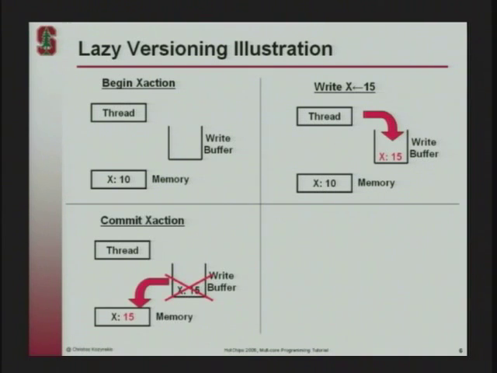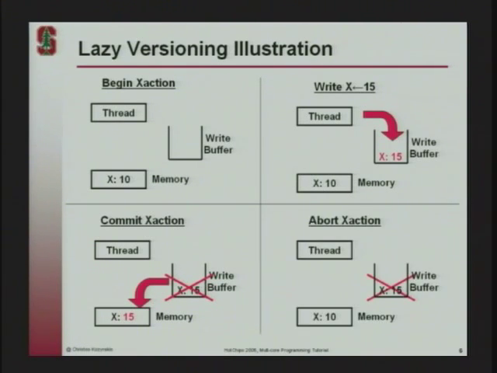So now what happens if you want to commit? Now you have to copy from the write buffer to the regular memory location. That can be a little bit slower, while aborts are much faster because all you have to do is forget the fact that you had the write buffer on the side. And now you can also see what's the consistency advantage here.